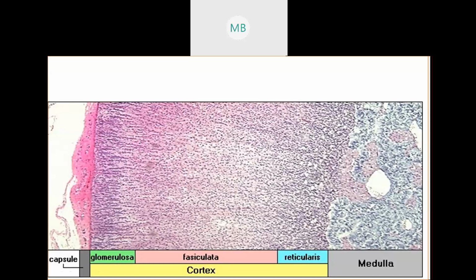And then you have the area of more spread out but more rectangular cells that are near the medulla, called the zona reticularis. And the zona reticularis makes gonadocorticoids. Gonadocorticoids are hormones.